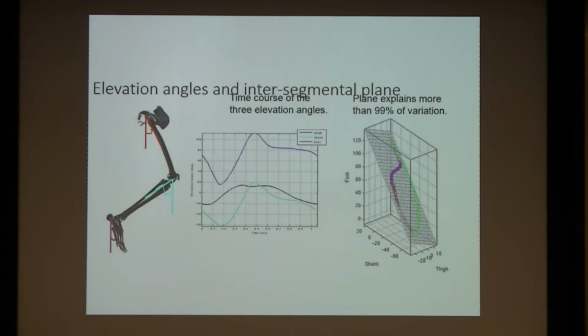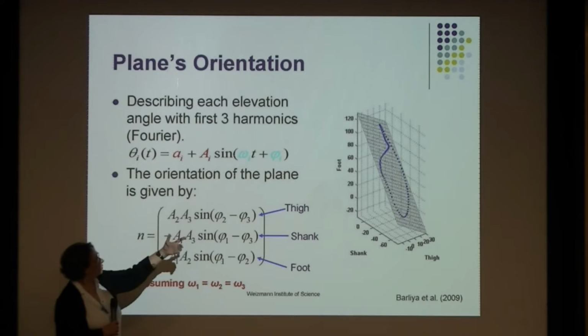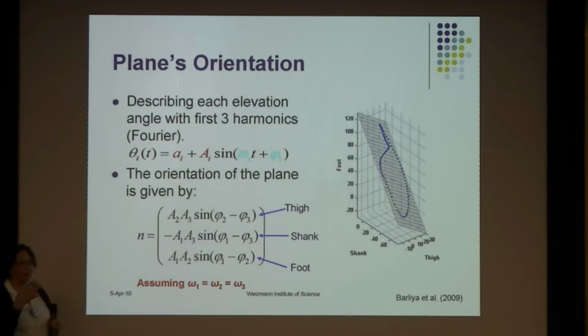Now with Avi, we found that if you describe each degree of freedom with a simple sine wave, you can ask under what condition you have this kind of intersegmental law or plane, and you can also calculate the orientation of the normal to the plane depending on the phases between the different oscillators and their amplitude. And we used that recently also in looking at patients, Parkinson patients, etc.